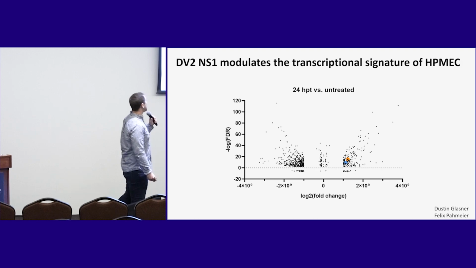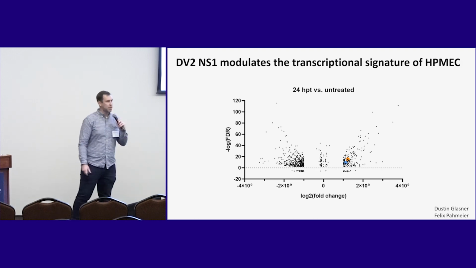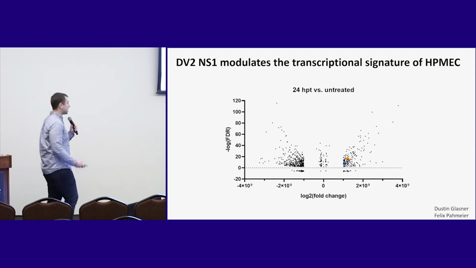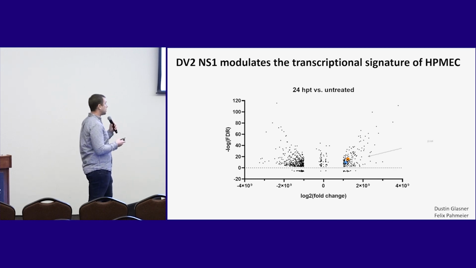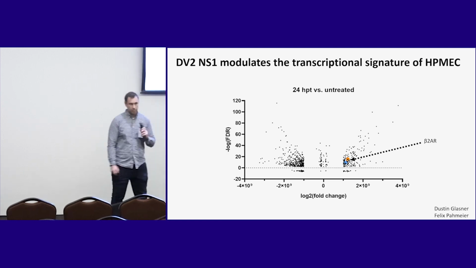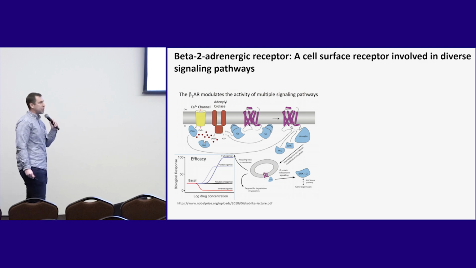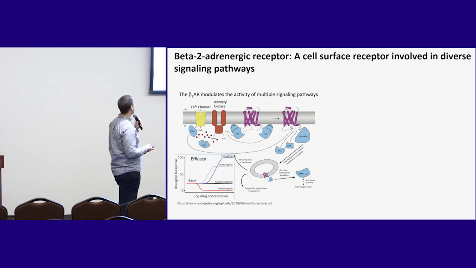So in collaboration with Charles Chu and Dustin Glasner at UC San Francisco, we conducted RNA-seq of human pulmonary microvascular endothelial cells treated with dengue NS1. And one of the factors that we found upregulated, and enter today's hero, is the beta-2 adrenergic receptor. So the beta-2 adrenergic receptor is a cell surface G-protein coupled receptor that's involved in many diverse cellular pathways.